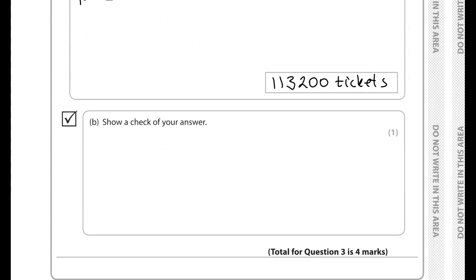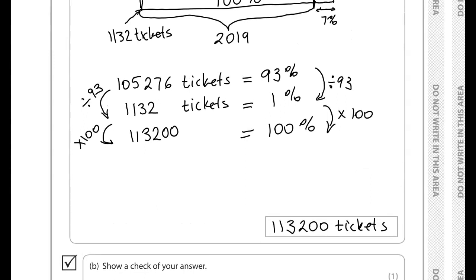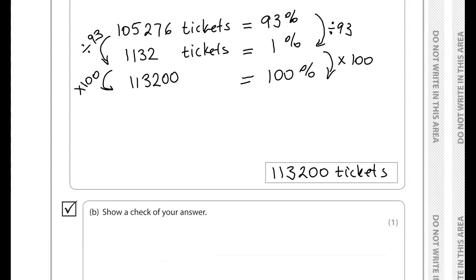Show a check of your answer. So what we did here was reverse percentages. We had a discounted or a reduced amount, and knowing that it was reduced by 7%, we went back and worked out the 100% amount. So to check this now, we can easily work out what is 93% of 113,200, and if that matches the 105,276 tickets, then we've done the calculations correctly.